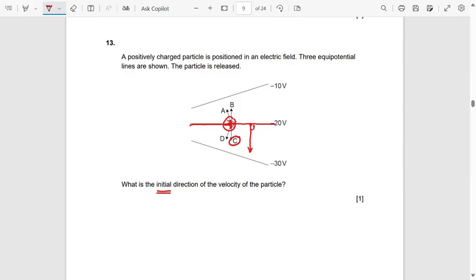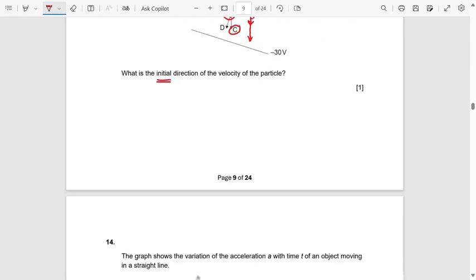So it's C. It's a bit of a trick because you could easily fall for it being D, but they're talking about the initial. So it's the very instant it goes, that field is vertical. Well, that's the idea.